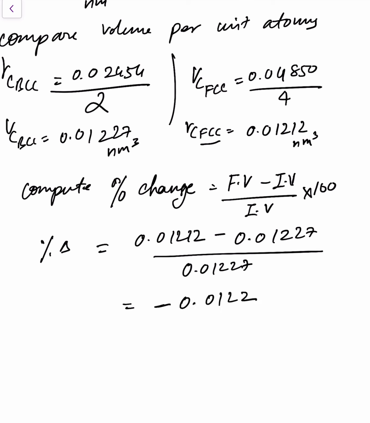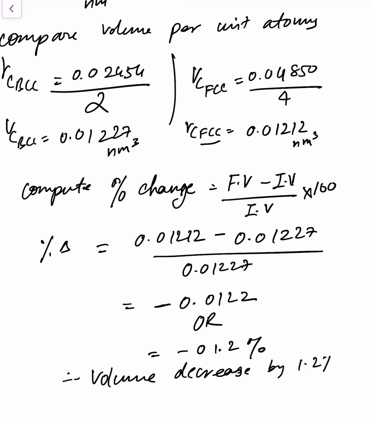Okay, and that will be equal to a negative number, which is equal to minus 1.2%. Right? Therefore, the total volume decreases by 1.2% during phase transformation.